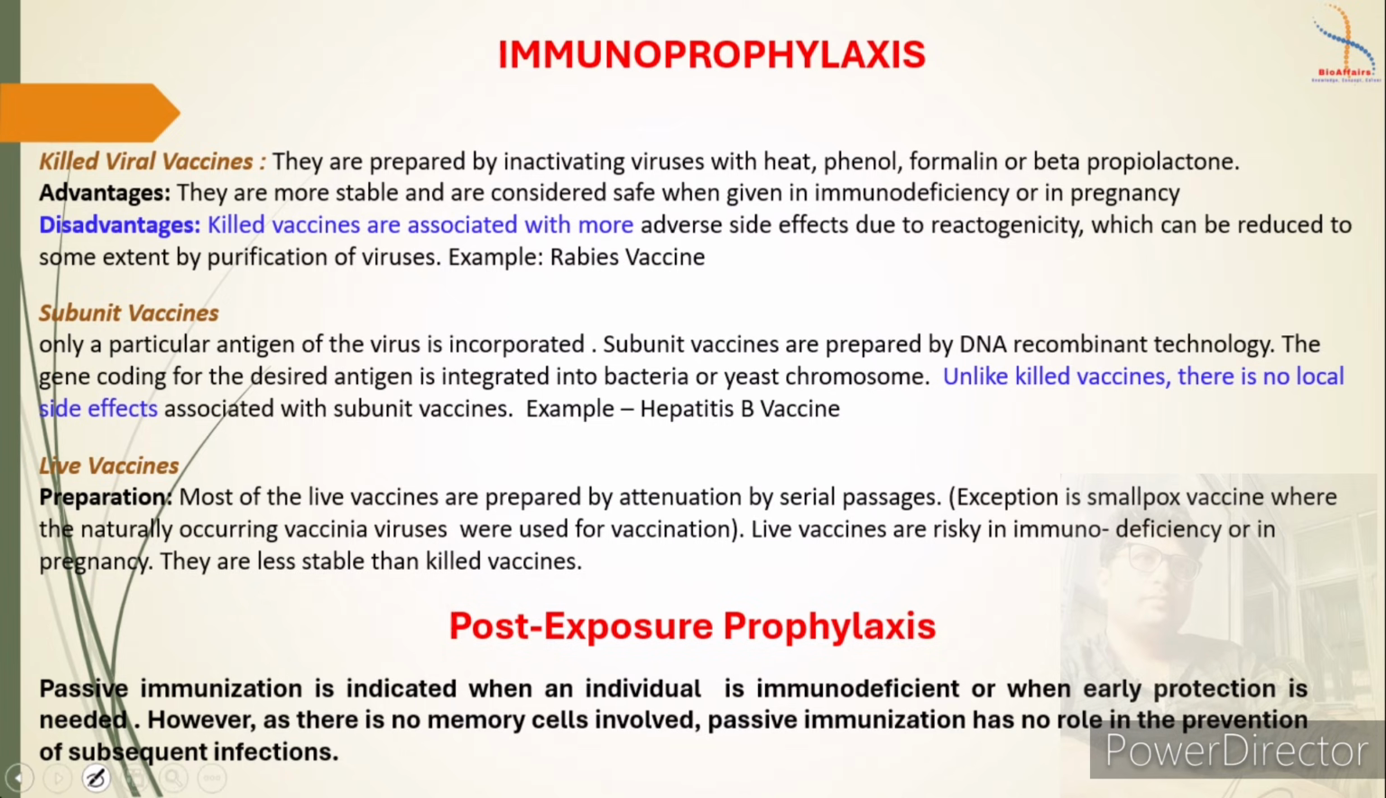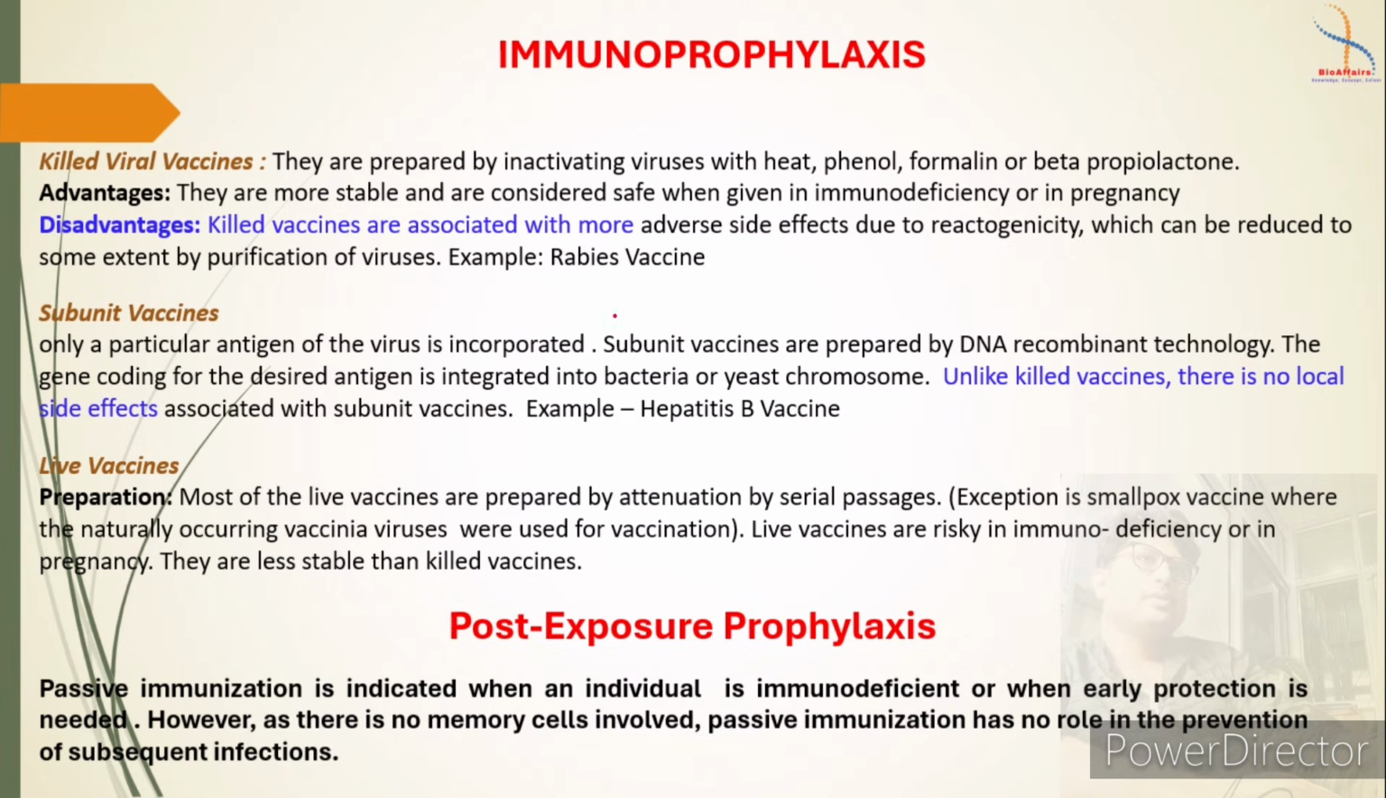Now, this kind of immunoprophylaxis can be given in three forms: killed viral vaccines, subunit vaccines, and live vaccines. Some other methods also exist, like RNA vaccines and mRNA vaccines, and some scientific methods are still undergoing development. But I am giving you the most popular vaccines here, which use mechanisms like killed viral vaccines, subunit vaccines and live vaccines.